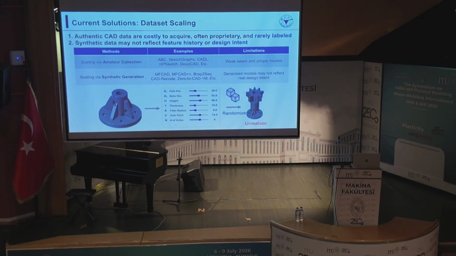A common response to data scarcity is dataset scaling. They do this by either collecting amateur models or synthetic generation. Both produce unrealistic models. In fact, we may have to admit that small dataset is an inherent issue in CAD. In a specific industry, for example, the number of real product types or design variants is often limited to hundreds, not millions. In addition, high-quality CAD data is usually proprietary and commercially valuable, so companies are unlikely to release them publicly.